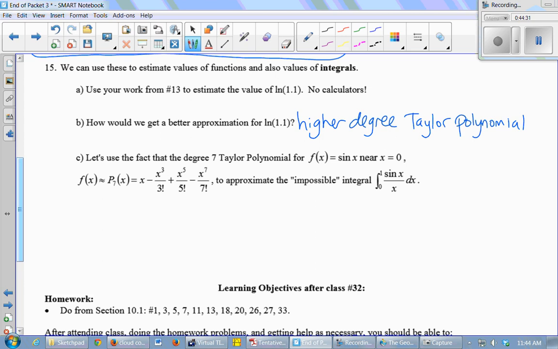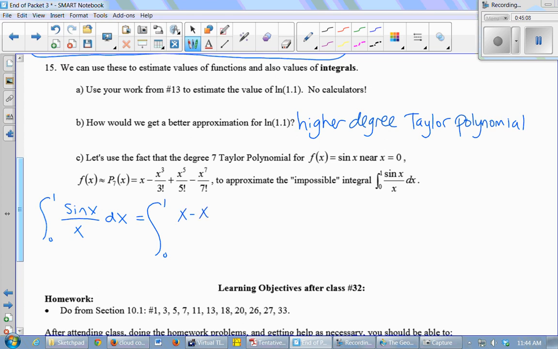So what I could do instead is use a Taylor polynomial that approximates sine of x and plug in there. So instead of doing the integral from 0 to 1 of sine x over x dx, because no matter how hard I work, I cannot find an antiderivative for this thing, I'll do the integral from 0 to 1, and I'll replace sine of x with a Taylor polynomial that closely approximates it near 0. Since I'm only going from 0 to 1, this should do, right? It should really closely match sine of x from 0 to 1.